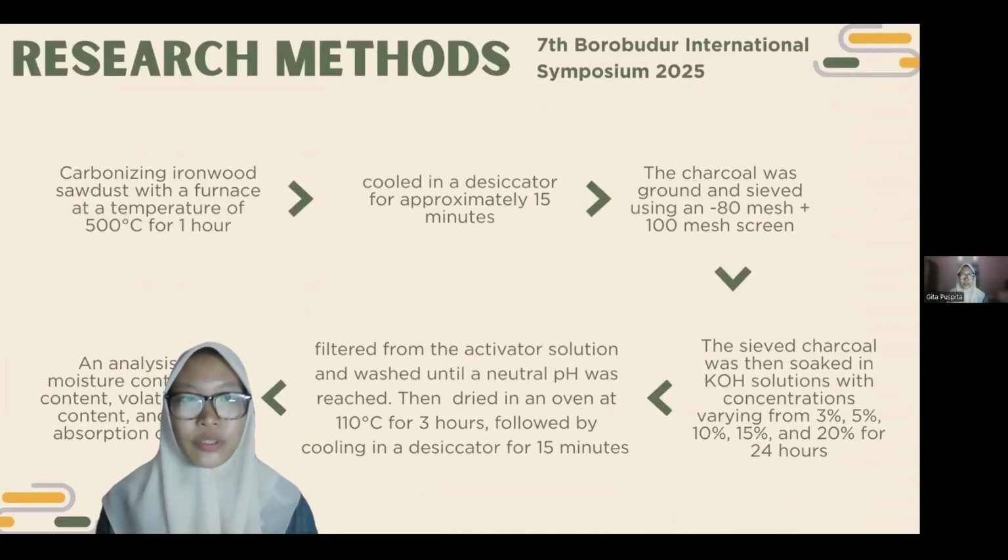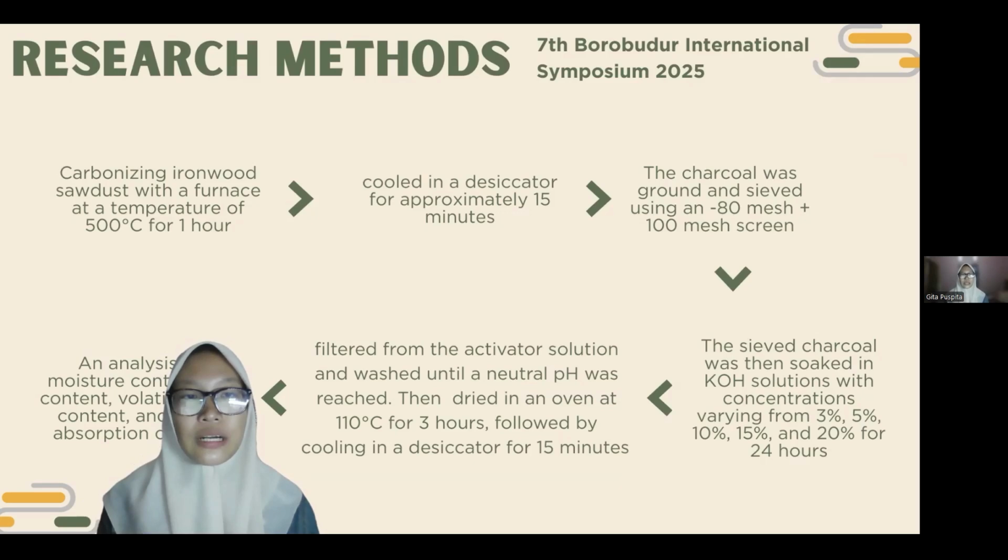The next step we need to do is the carbonization process. We carbonize the ironwood sawdust in a furnace at a temperature of 500 degrees Celsius for about 1 hour. We choose this condition because it's generally effective and efficient. After the carbonization process is complete, we cool the ironwood sawdust charcoal in a desiccator for approximately 15 minutes.